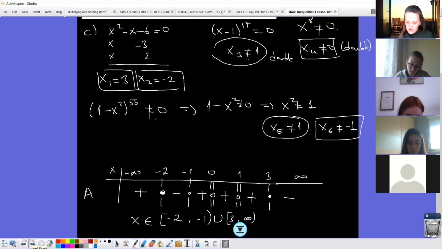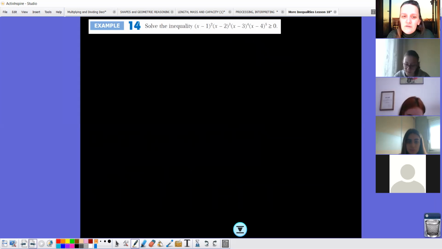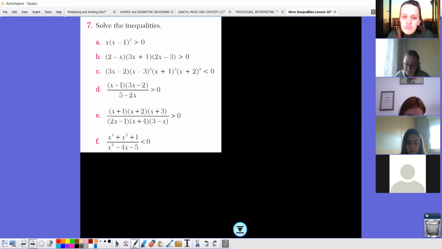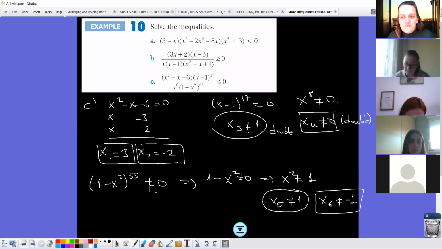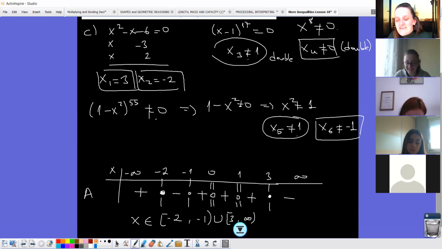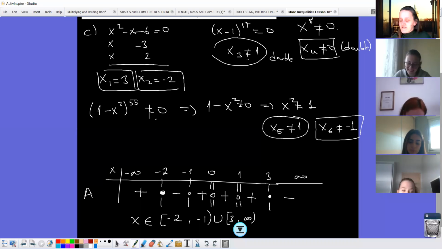That finishes the inequalities. After that, we are starting systems of inequalities. It is harder. You will have a bit more complicated sign chart. Not complicated, because now you understood everything very well.